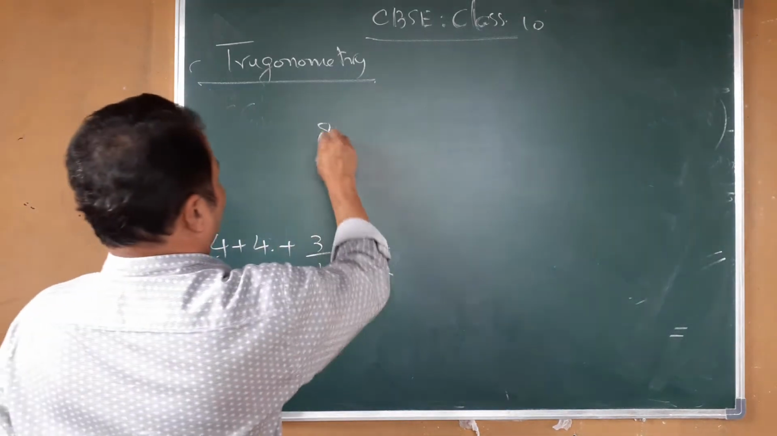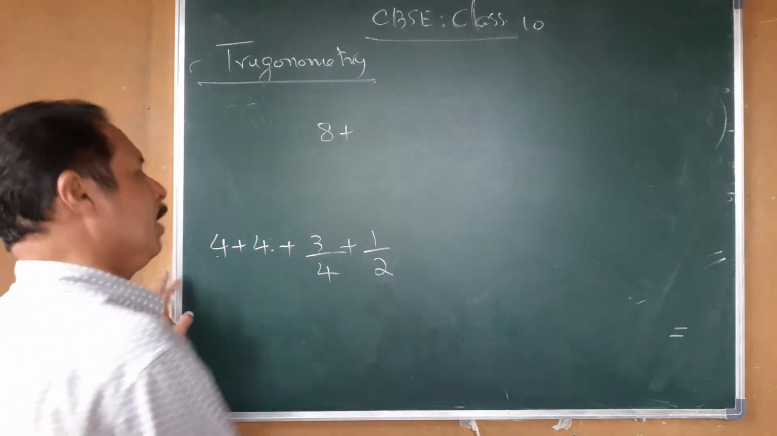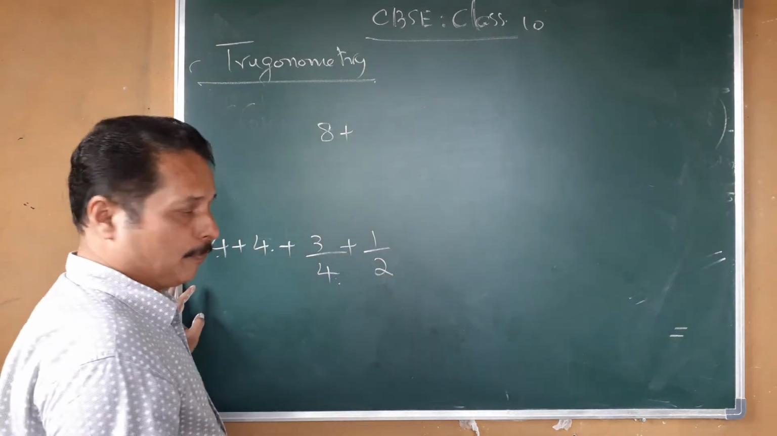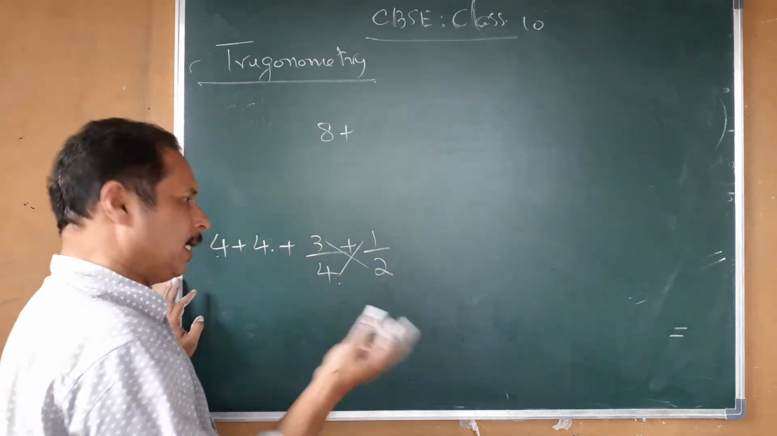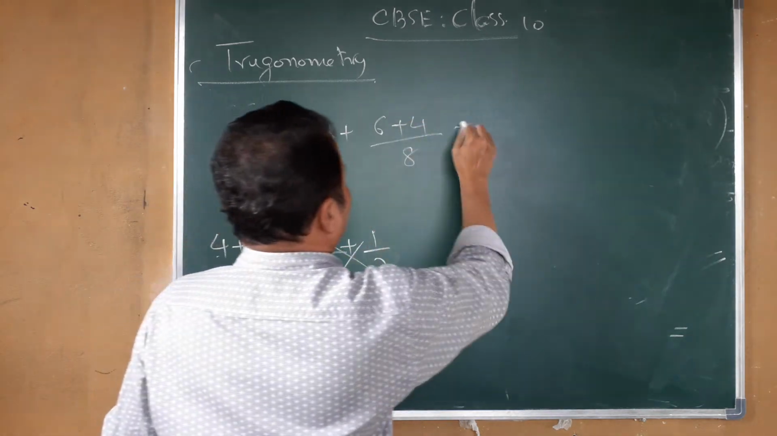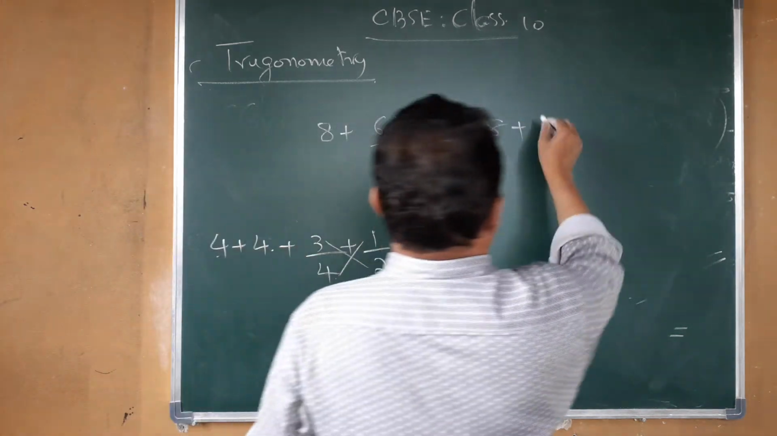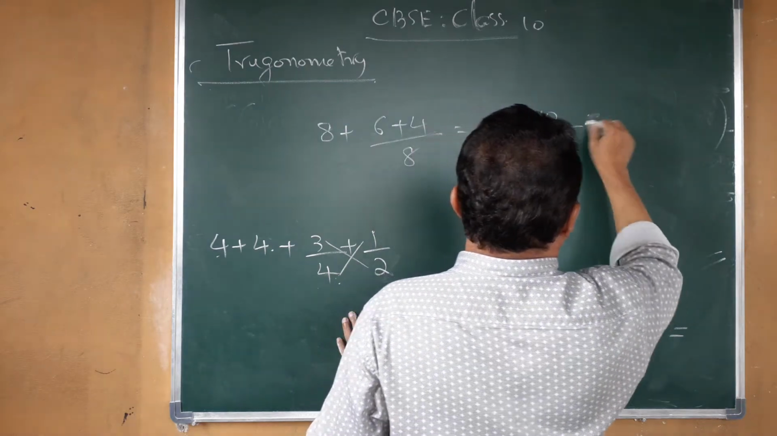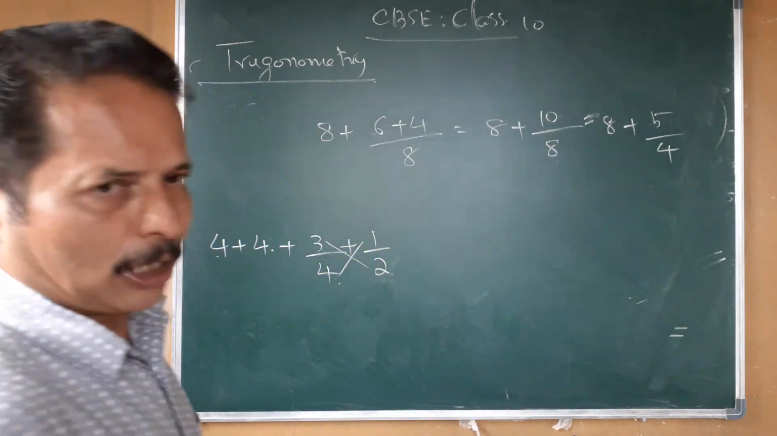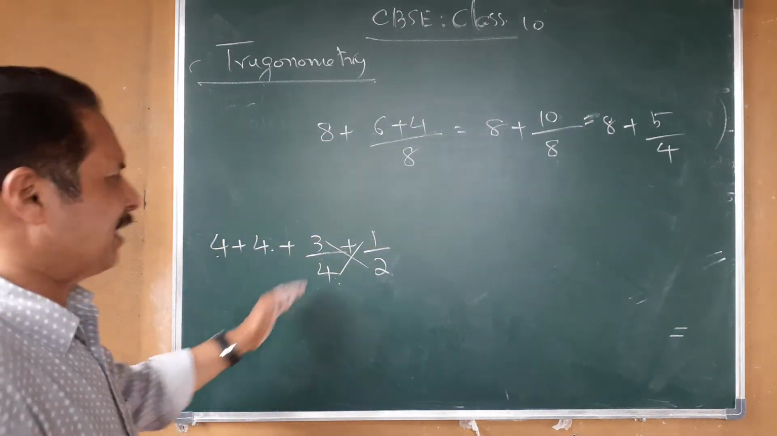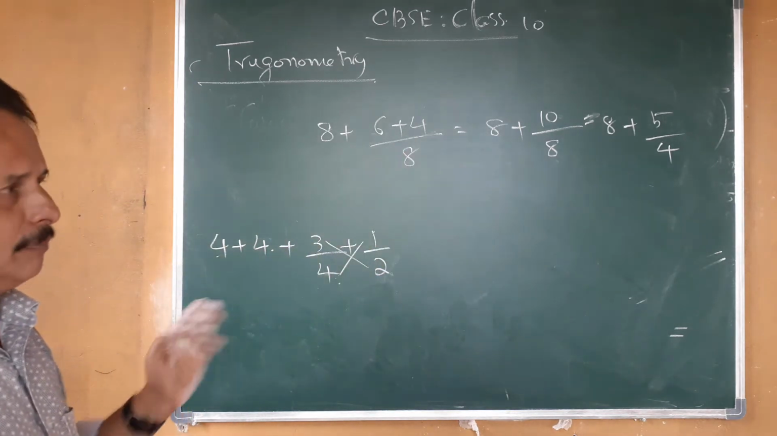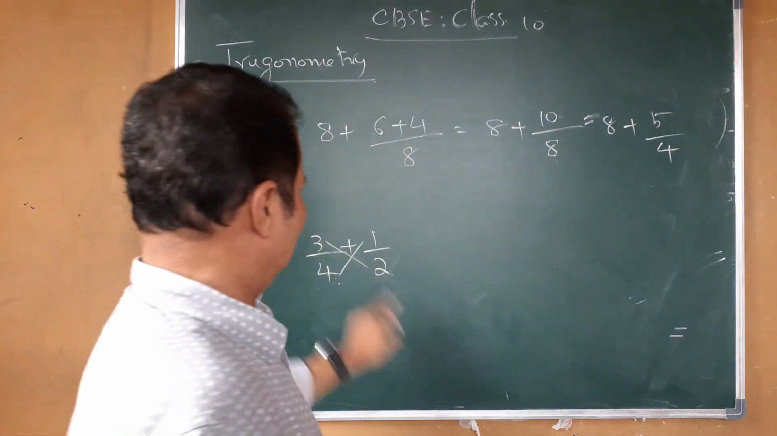And 4 plus 4 is 8, plus... the denominators are different, so make the denominators the same. Otherwise, if you just know this method, then also: 2 into 3 is 6, 4 into 1 is 4, divided by 4 into 2 is 8. That is 6 plus 4, 10 divided by 8. That is 10 divided by 8, equal to 5 by 4. Is it over? You know this method. Otherwise, you make the denominators the same by taking the LCM, then also you get the same answer. That's comparatively easy. Is it completed?